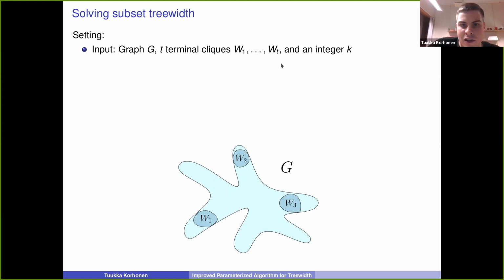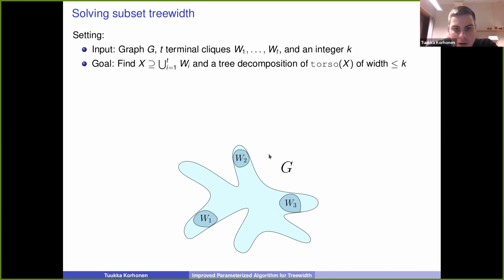And here this doesn't need to be a partition. In the statement of partition subset treewidth, I can say that this is a partition, but here these cliques can overlap. And this picture you can imagine is the graph, and you have these 3 cliques W1, W2, W3 here. Now we want to find this X that covers all of this and a tree decomposition of this torso of X of width at most k.